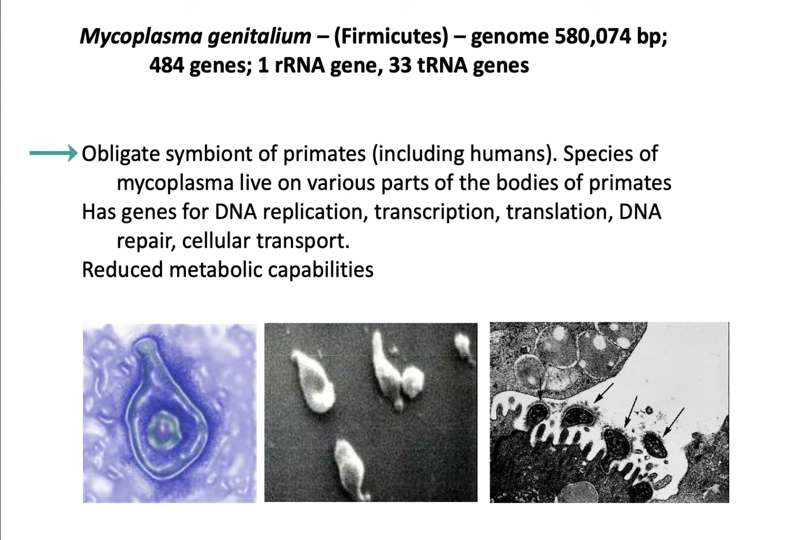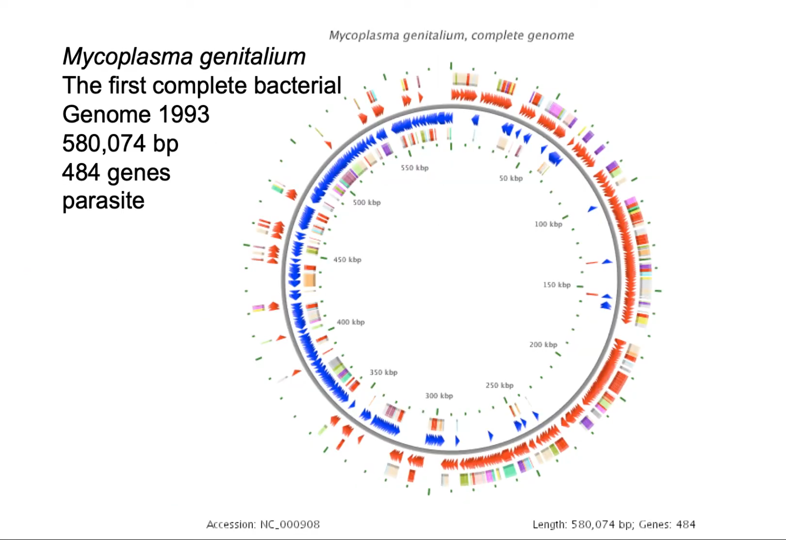Species of Mycoplasma live on different parts of the body, and probably some are living on you right now. And it has genes for DNA replication, transcription, translation, DNA repair, and cellular transport. But it has very much reduced metabolic capabilities. So here is the genome. It's unusual in some ways in that most of the genes on one strand are located on one half of the genome, and the genes on the other strand are located on the other half of the genome. So this was the first bacterial genome ever completed, back in 1993.